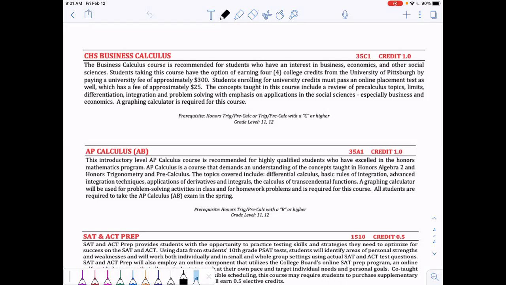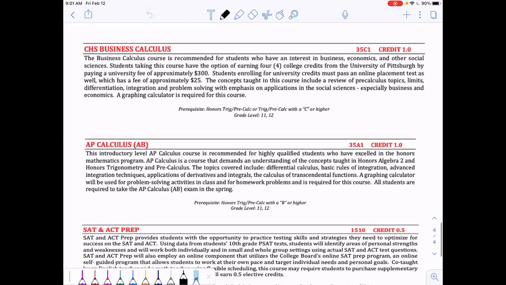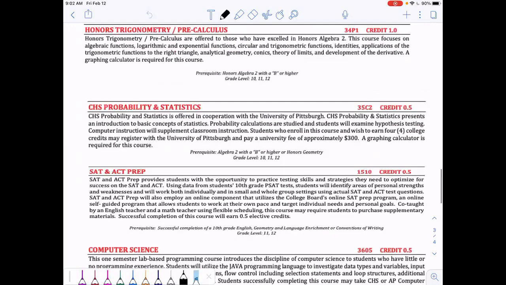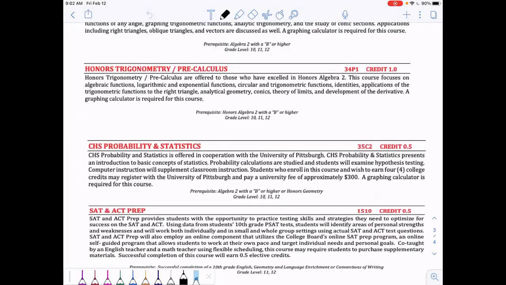I have students who don't want to take a calculus class, and we do have other options. We have Probability and Statistics, which is a half year or semester class. Does anybody have that this year? Do you have it right now?